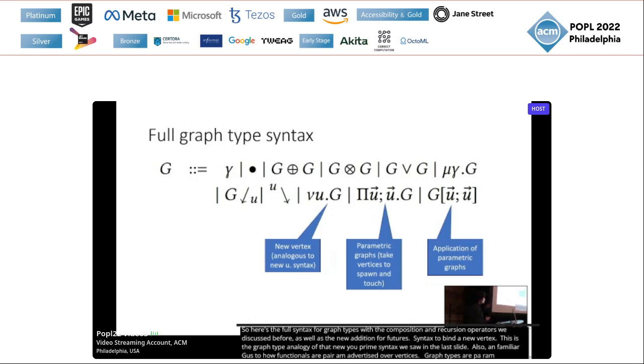There are actually two sets of vertices, so for reasons that hopefully will become clear on the next slide, we separate out the vertices that the graph might use to spawn futures from the vertices that it might touch. And of course, at various points, we'll need to instantiate those parameters in a graph type, and that's the last construct there.